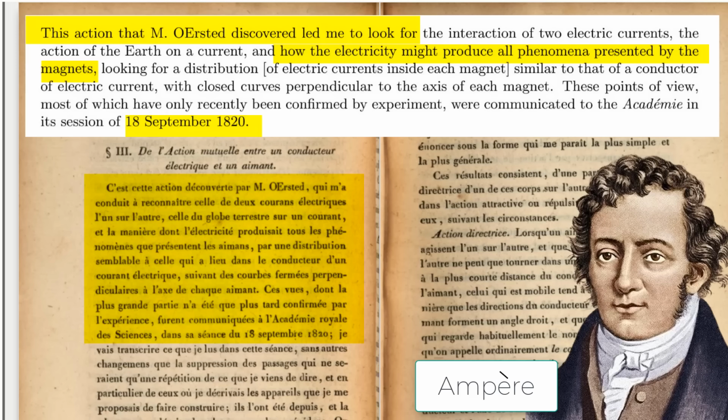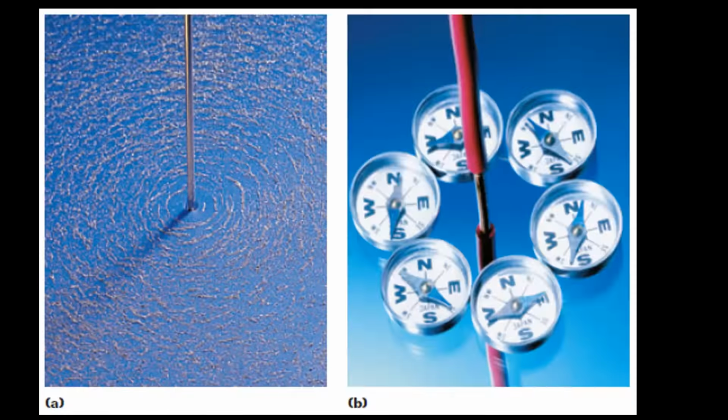To validate his claim, Ampère wanted to model a bar magnet with electricity. Or as he put it in 1820, this action that Mr. Ørsted discovered led me to look for how the electricity might produce all the phenomena presented by magnets. However, Ørsted's original experiment with a straight wire didn't act anything like a bar magnet. But Ampère knew wires don't have to be in straight lines. Maybe he could make the wire make some other orientation that would act like a bar magnet.